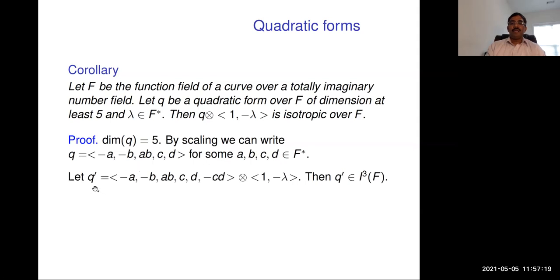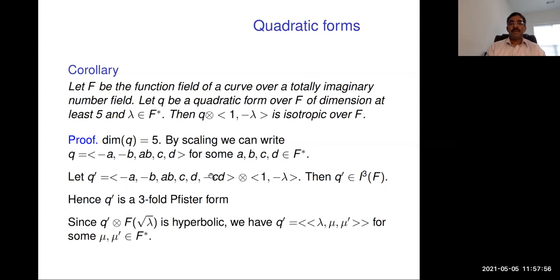Okay, now we consider this Q prime. Given this 5-dimensional form, we have this 6-dimensional form, the associated Albert form, and you tensor with 1 minus lambda. This Albert form is in I2, and this 1 minus lambda is in I. So therefore, the tensor product is in I3. So Q prime is in I3, and anything in I3 is a 3-fold Pfister form. So Q prime is represented by a 3-fold form. The dimension of Q prime is 12, but it is represented by an 8-dimensional quadratic form in the Witt group.